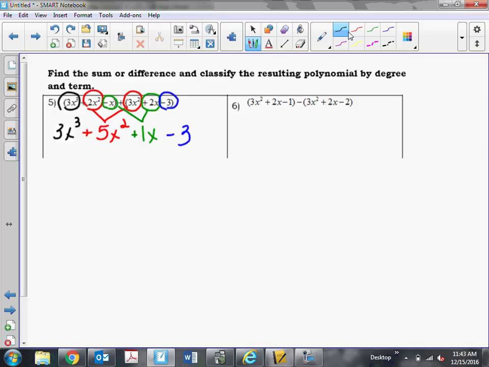Now let's go ahead and name this. This has a degree of 3, and it has 4 terms to it, so we would call this a cubic polynomial.